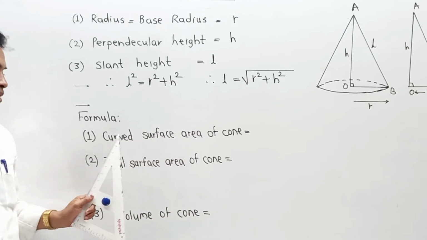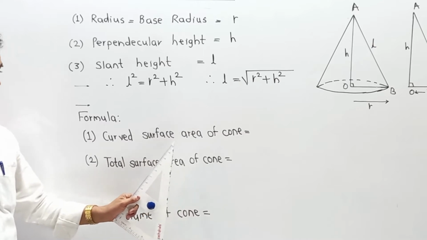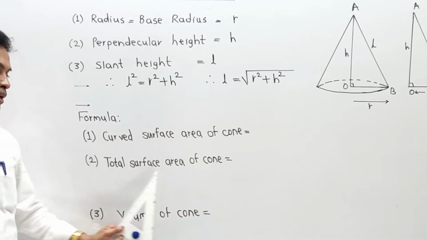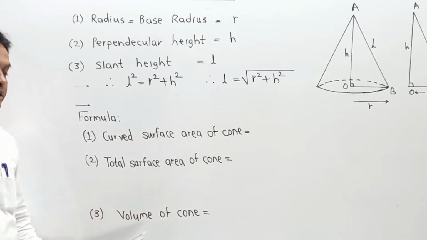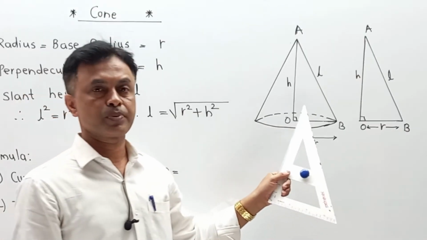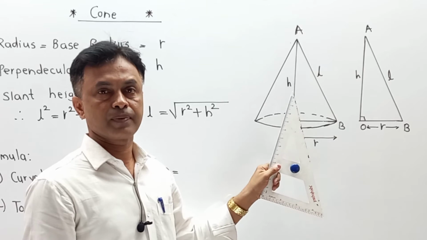In the formulation, we need the first part, the curved surface area of a cone. Once again, please pay attention: first, curved surface area of a cone; second, total surface area of a cone; and third, volume of a cone. When you want to understand this, once again please pay attention. A conical diagram contains one curved surface area.